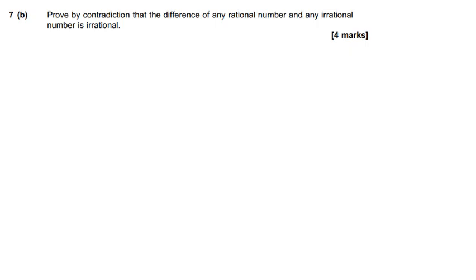7b, prove by contradiction that the difference of any rational number and any irrational number is irrational. Okay, so the difference of a rational number, so let's write, so a over b, that's rational, we'll write down what those terms mean in a bit, minus x is equal to some other rational number. Okay, so we're assuming that a, b, c, d are integers and x is an irrational number. So if a, b, c, d are integers, then a over b and c over d are rational fractions.